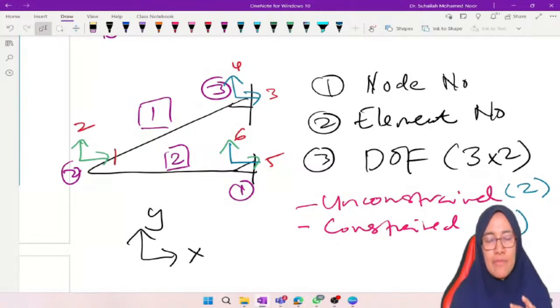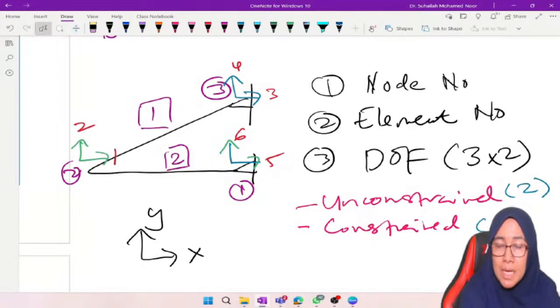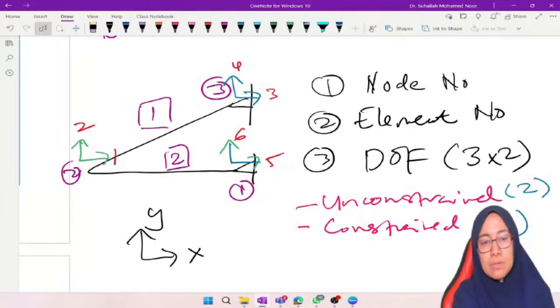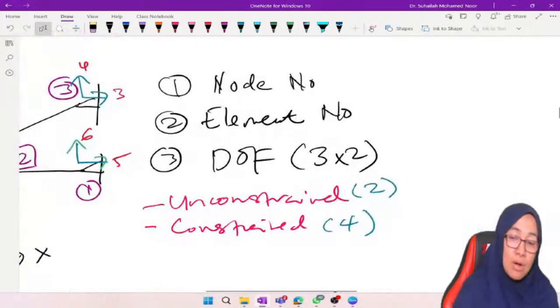And we have another one called the degree of freedom. We need to label it also, from 1 to 6, because there are in total 6 degrees of freedom: 1, 2, 3, 4, 5, 6. This is how we number. We number the degrees of freedom according to the unconstrained and constrained degrees of freedom.